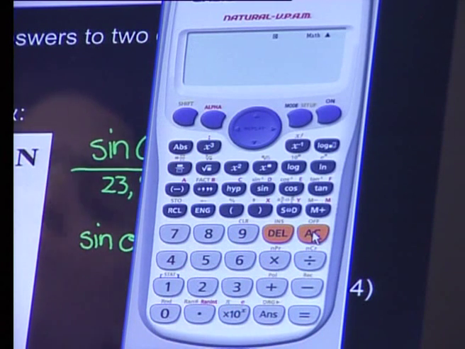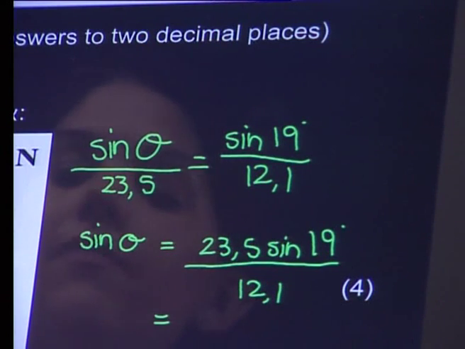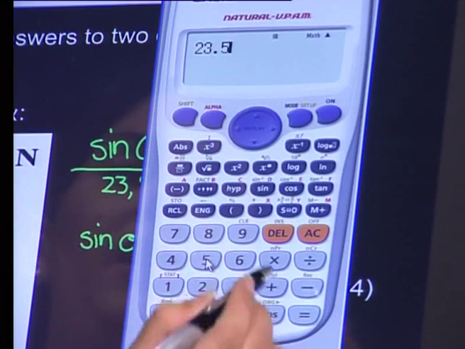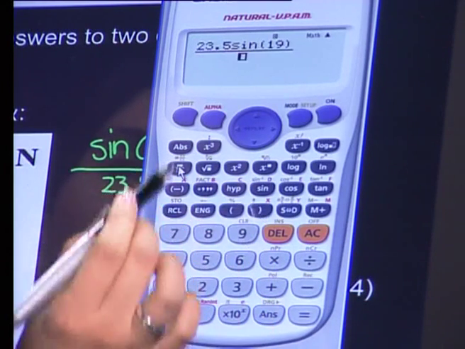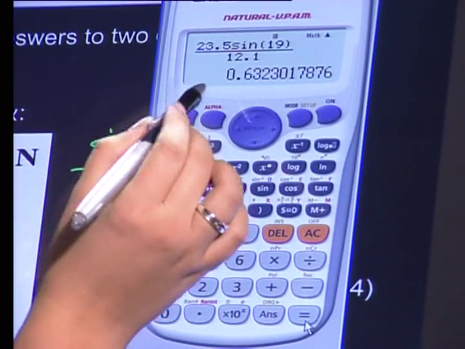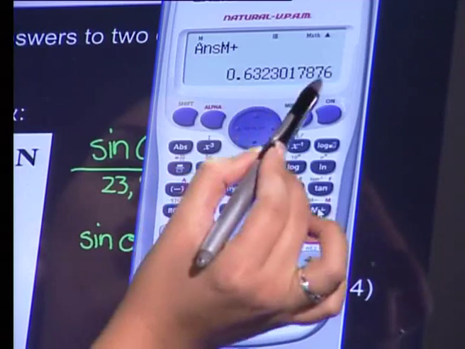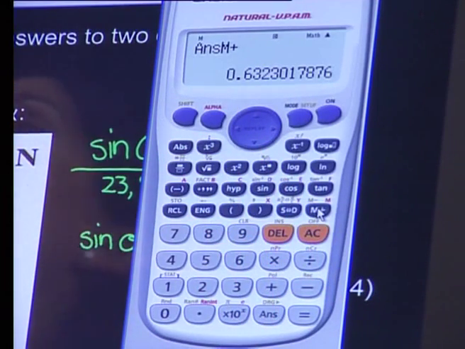We'll clear our previous question. Let's have a look at what we've got: 23,5 sine 19 over our 12,1. And we find our answer by getting 0,63. Now, I'm going to put this into my memory because I don't want to round off within the question, so that my last part of the question isn't incorrect. When we write it out as our answer, we're going to round off, but I'm going to keep it in my memory because when I use the second function of sine just now, I want to put the entire value in. If we round off within the question, often the final answer is not always 100% accurate.